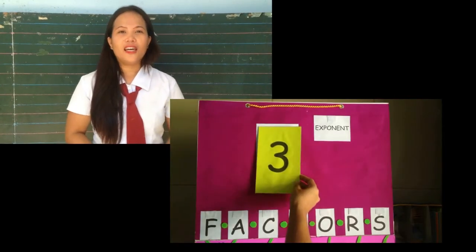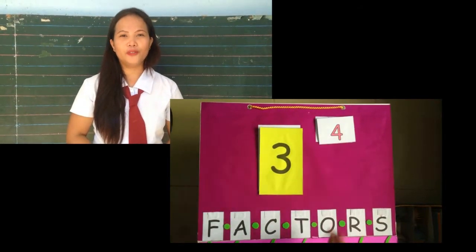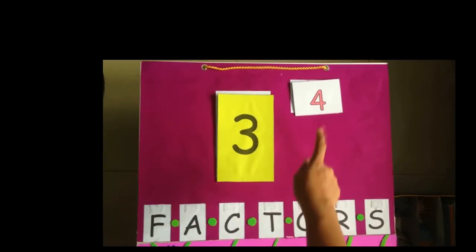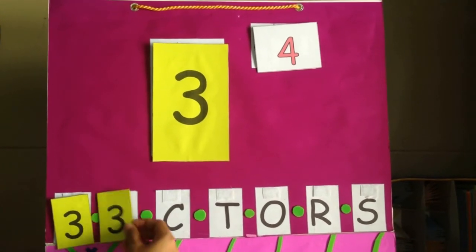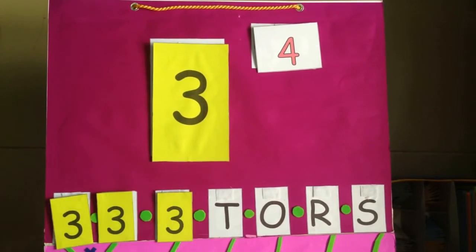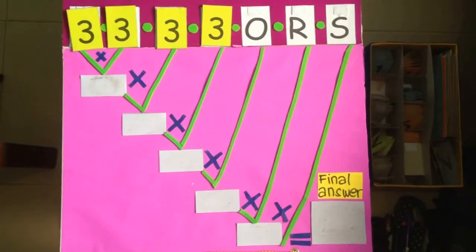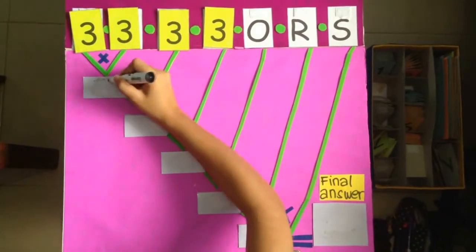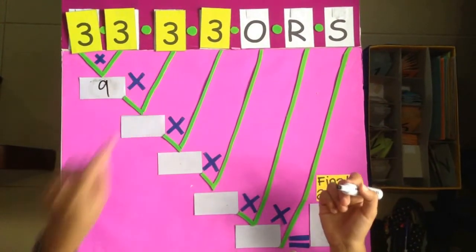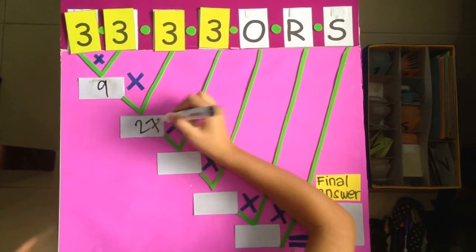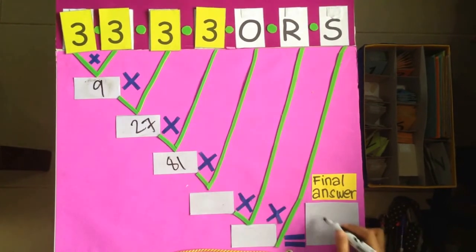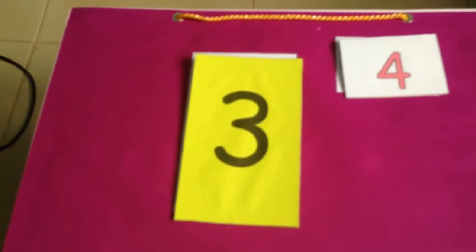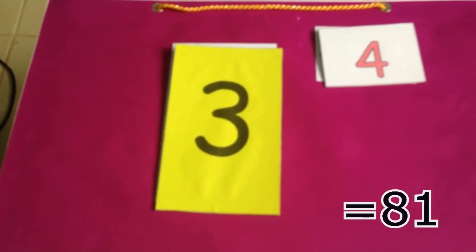Number 5. 3 raised to 4 is equal to 3 multiplied by itself 4 times. So we have 3 times 3 times 3 times 3. 3 times 3 is equal to 9. 9 times 3 is equal to 27. 27 times 3 is equal to 81. Therefore, the final answer is 81. And the value of 3 raised to 4th is 81.